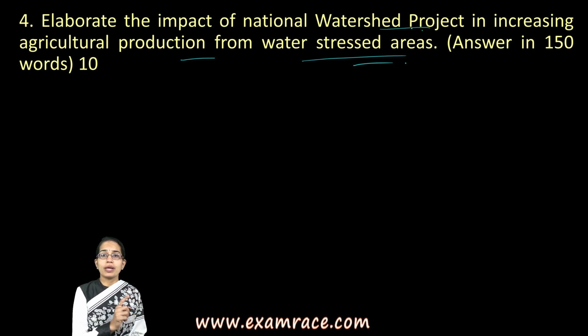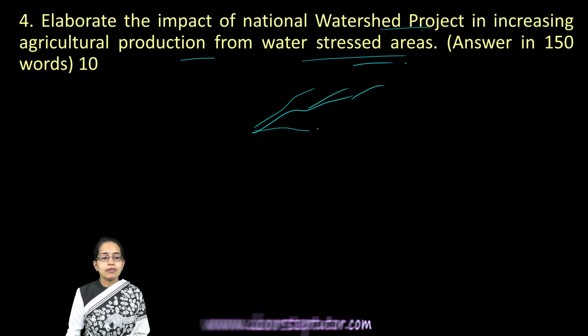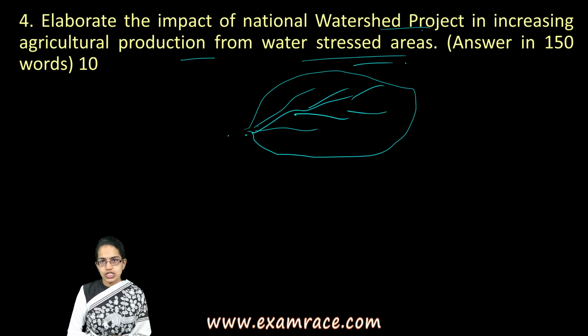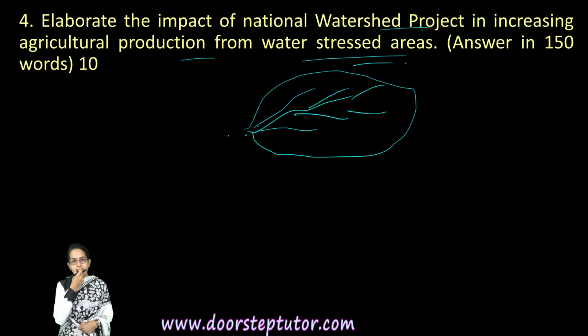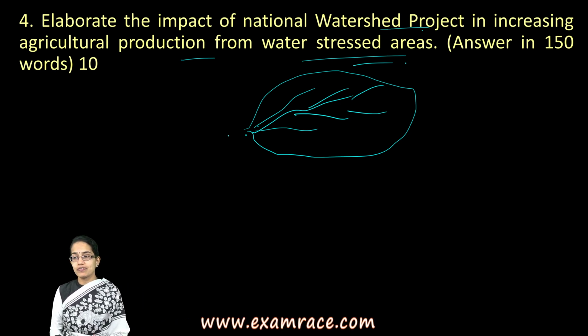Now, before we begin, understand what a watershed is. A watershed is an area drained by the river and its tributary. So this is a river and the tributary, and this is a watershed area. We have covered a separate lecture on watershed management, where we have also focused on the initiatives of Anna Hazare.